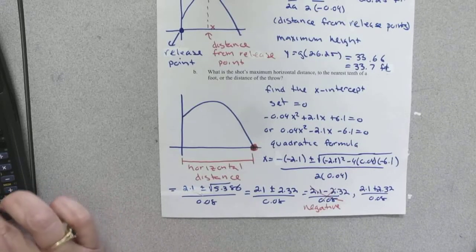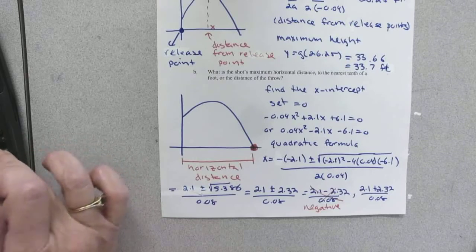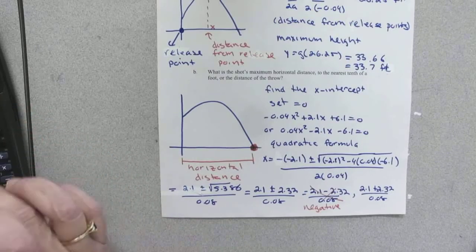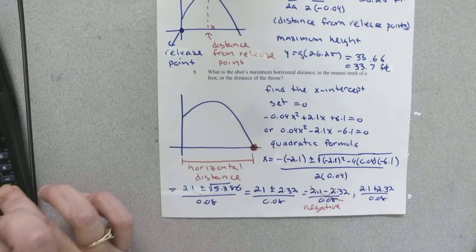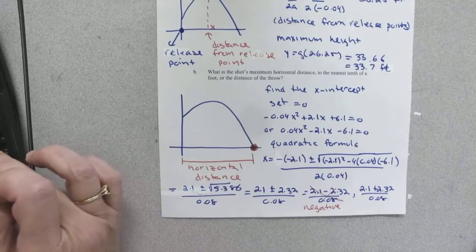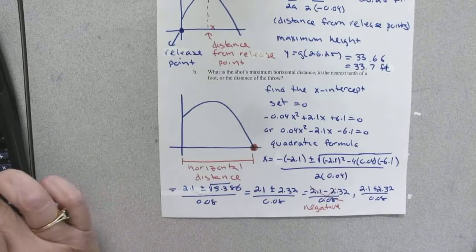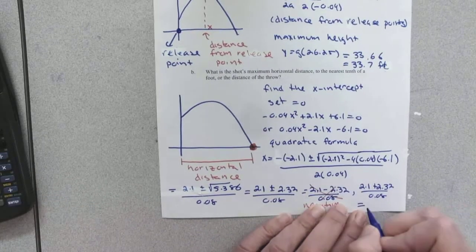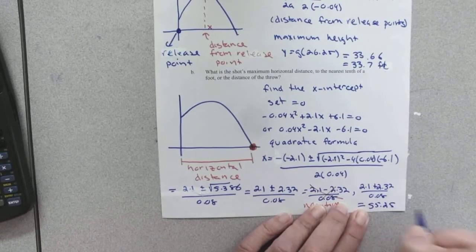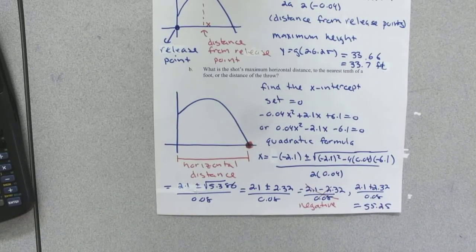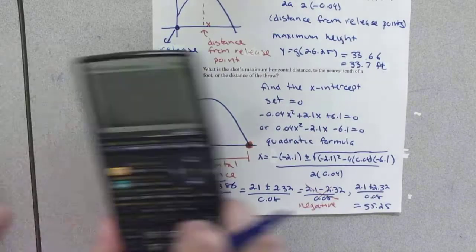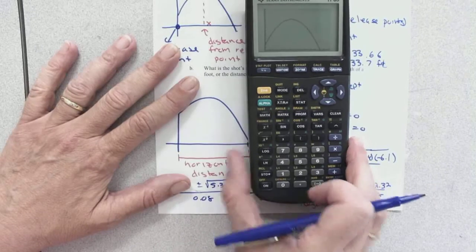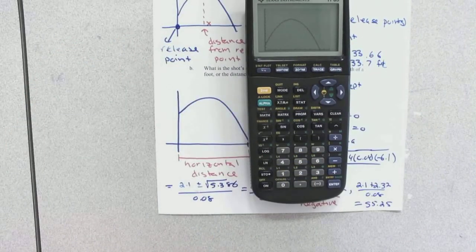2.1 plus 2.32 divided by, I just did it wrong on my calculator. 2.1 plus 2.32 divided by 0.08 comes up with approximately 55.25. And then we can check that also. So going back to the picture here, we wanted that x-intercept that we said should be about 55.25.